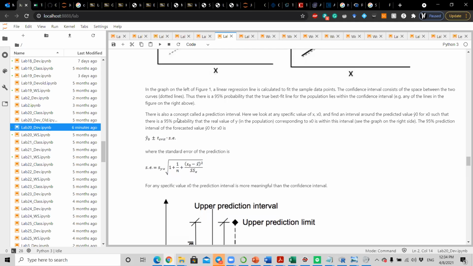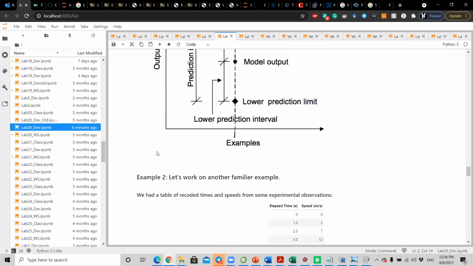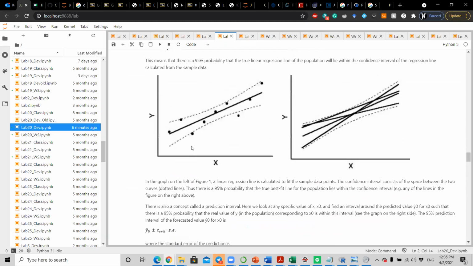So this is how we calculate the standard error of prediction and the prediction intervals. Before I go for the example, do you have any questions on this? So in this figure, you see the confidence interval for the linear fit. And we are saying that we are, for example, 95% confident that the true line is somewhere between these two bands and within this limit.